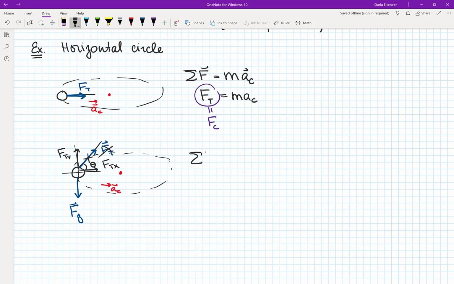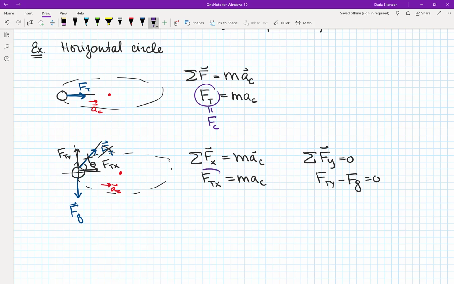So then you could do exactly the same thing as what we always do. You can write sum of all forces in the x direction is equal to mass times centripetal acceleration, and sum of all forces in the y direction is 0. Right, so here I have Ftx equals mass times centripetal acceleration, and I have Fty minus Fg equals 0, right? So the second equation here is not essential. Now it's only a component of the force of tension that contributes to the centripetal force. That is the centripetal force.